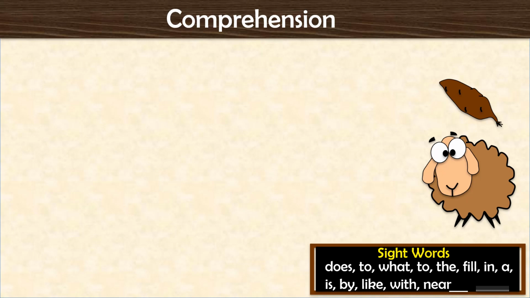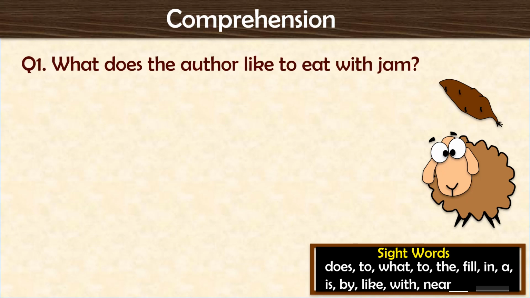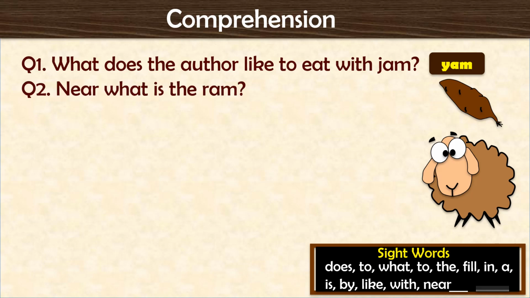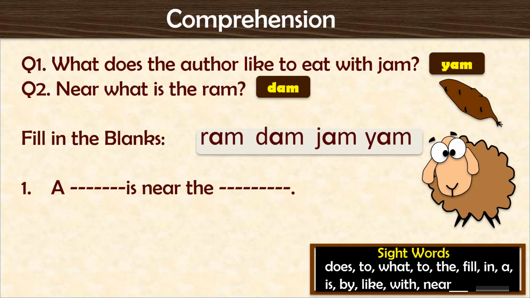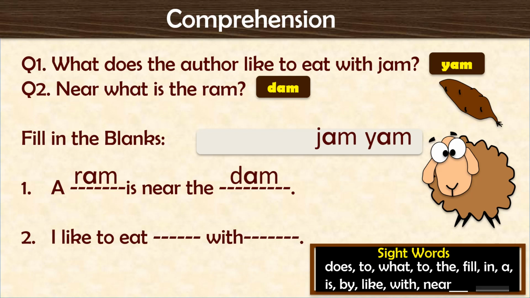Questions. Comprehension. What does the author like to eat with jam? Yam. Near what is the ram? Dam. Fill in the blanks. A ram is near the dam. I like to eat jam with yam.